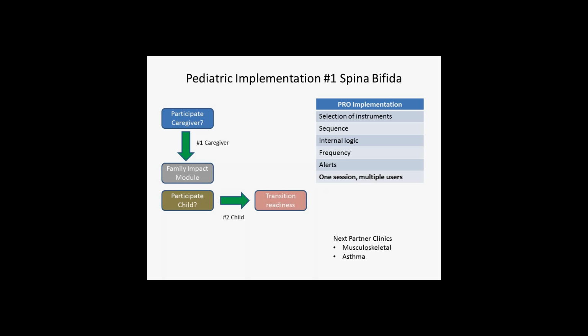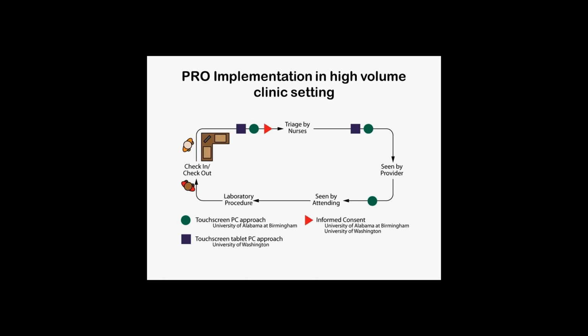They get to the family impact module, and then they would be asked, hey, can your child fill this out independently? And if the child can do it, they're given the time to finish it. If they can't do it, the parent indicates that, and then asks the questions of the child and fills the information in. So with that one session, we actually capture data from 2 users. I think we're going into asthma next month and subsequently musculoskeletal.